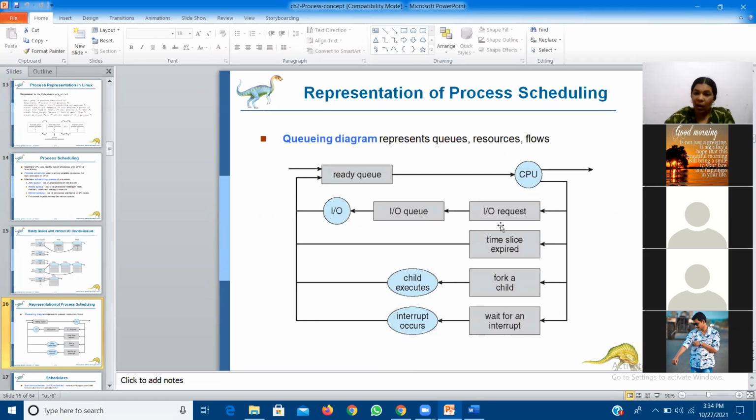And after all these events it comes back to the ready queue, and from the ready queue it is once again rescheduled for the processor. I am using the word rescheduled because it was already scheduled for the processor, but due to this event it gets rescheduled. So one process may be rescheduled more than once, or one process may execute only once on the processor and go for termination. This is the concept of scheduling, the queuing diagram, which shows process scheduling.